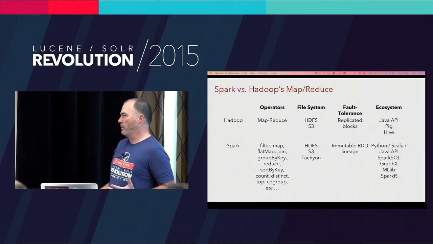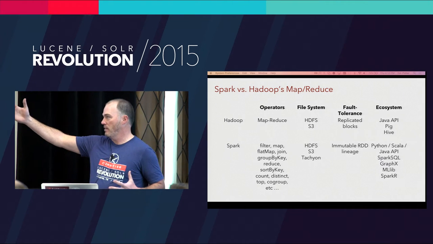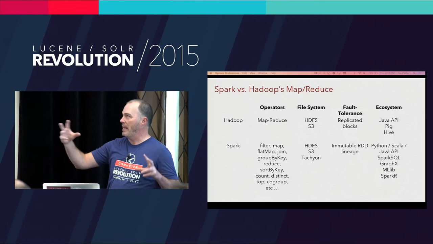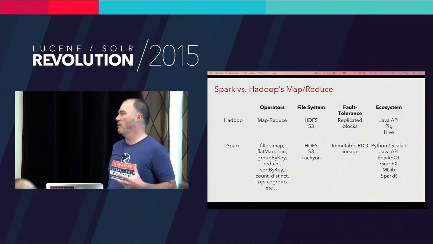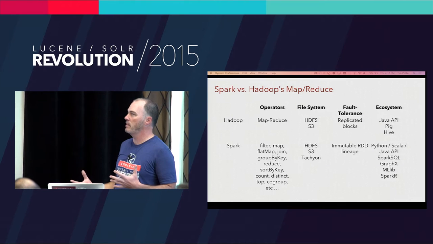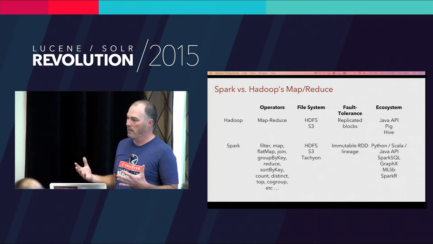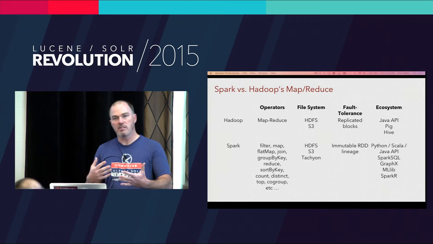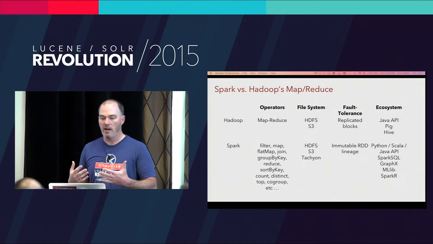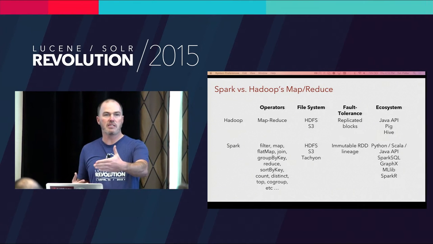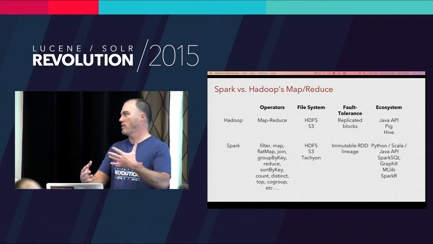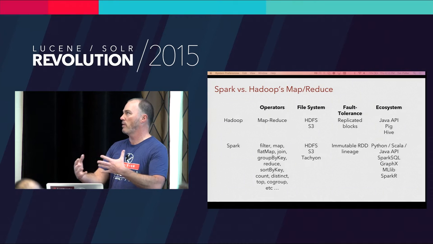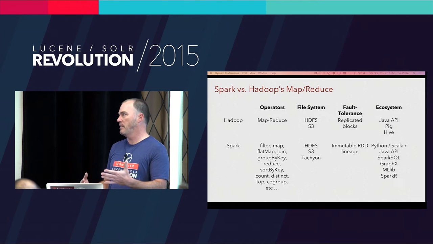This slide, I'm a little bit on the fence. I really just wanted to call out that you have a lot more native operators built into the framework, so filters and maps and joins and all those types of things. But on the flip side, a lot of the really good things about Hadoop, the idea of moving computation to data instead of your data to the computation, still exist in Spark. They do it a little bit differently, but the idea is the same.